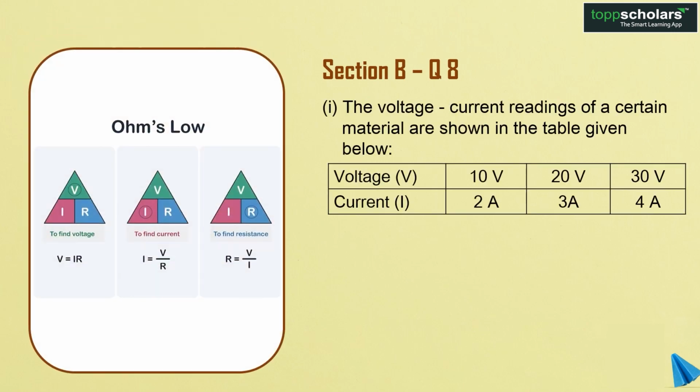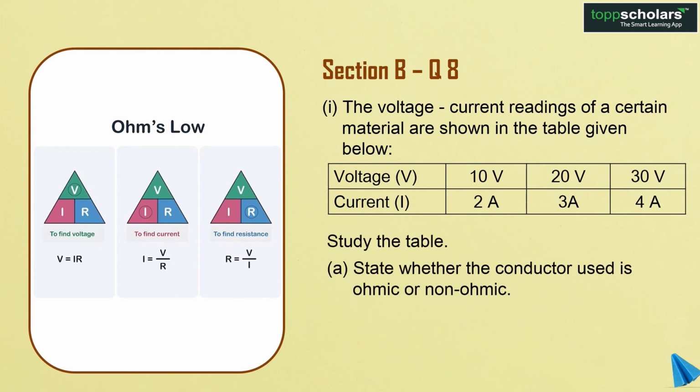It says the voltage current readings of a certain material are shown in the table given below. The voltage and current is given. When voltage is 10 volt, the current is 2 ampere. For 20 volt, 3 ampere. For 30 volt, 4 ampere. Study the table and state whether the conductor used is ohmic or non-ohmic. Justify your answer. And then state Ohm's law as well.